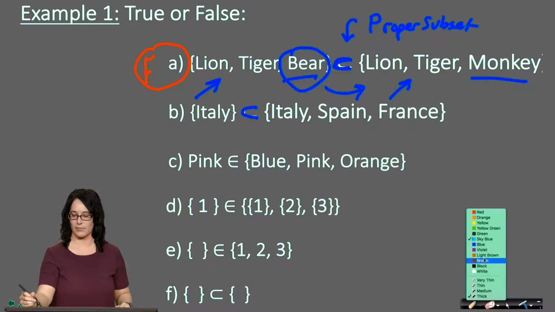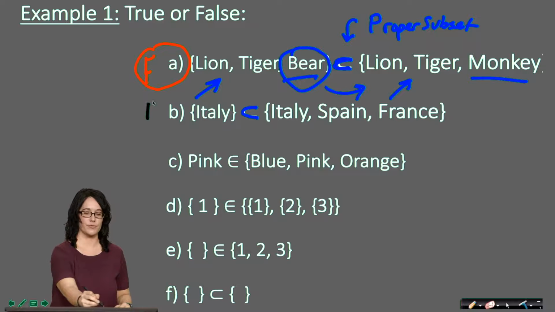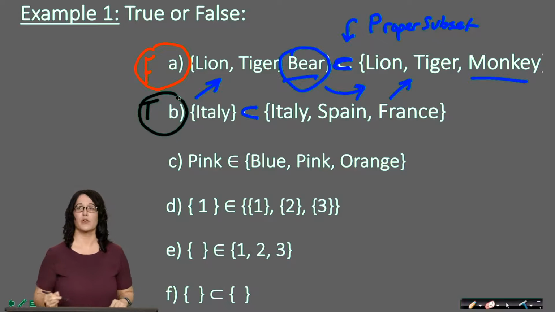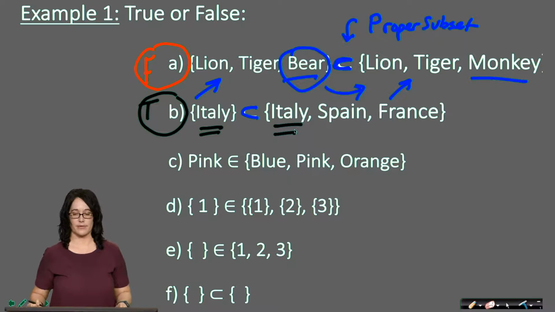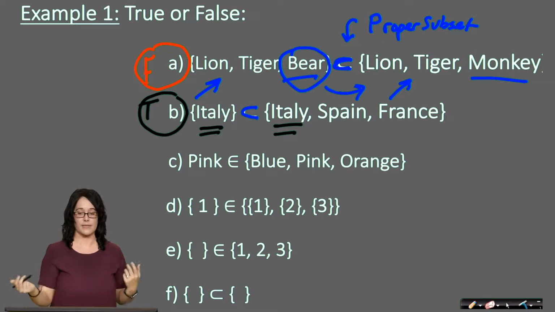Let me get a different color that will be our true color. We'll use black. Okay, so I'm going to say true. B is true. Why is that true? Because every element in the set on the left, so in that case just Italy, is contained in the set on the right. So that is true. Notice also the definition of proper subset requires that they're not identical sets, and that is satisfied here. So this is a proper subset.